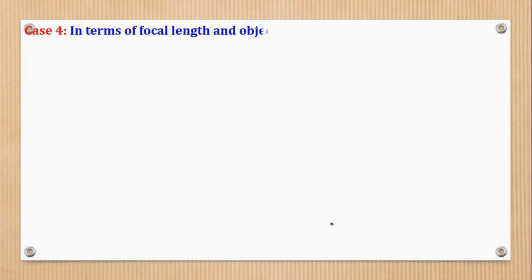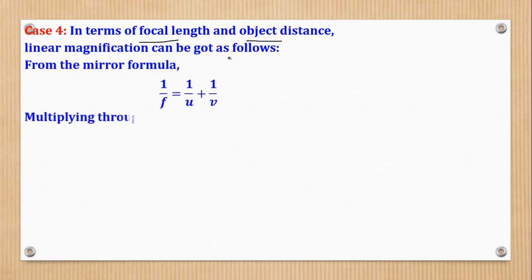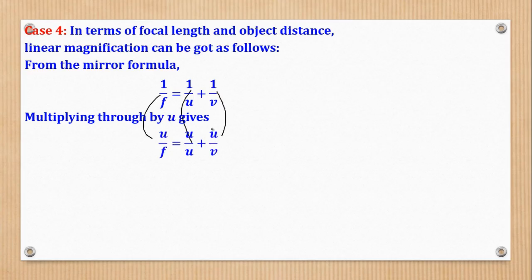The fourth formula is somewhat similar to the third one, only that here we are interested in focal length and object distance. So we shall still do the same procedure: quote the mirror formula, and eliminate the image distance by multiplying throughout by u. So when I do that, I'll come up with u over f, u over u, and u over v. So u over u is 1, which is okay.